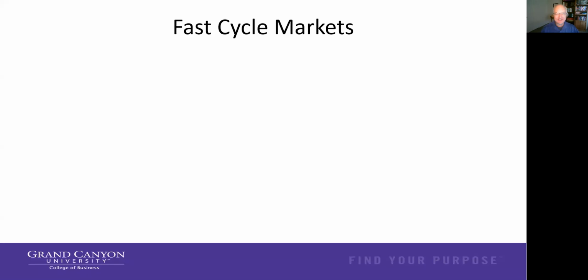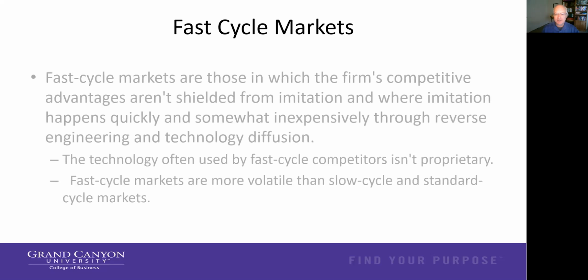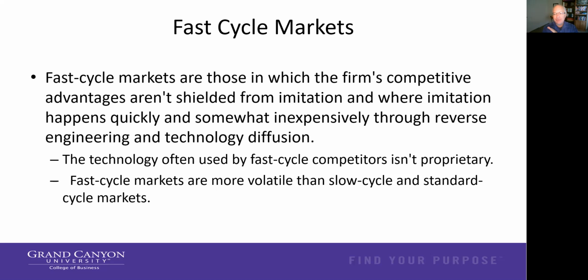Now let's take a look at fast cycle markets. Fast cycle markets are those in which the firm's competitive advantages aren't shielded from imitation, and where imitation happens quickly and somewhat inexpensively through reverse engineering and technological diffusion. Competitive advantages aren't sustainable in fast cycle markets. The technology often used by fast cycle competitors isn't proprietary, nor is it protected by patents, as is the technology used by firms competing in slow cycle markets.